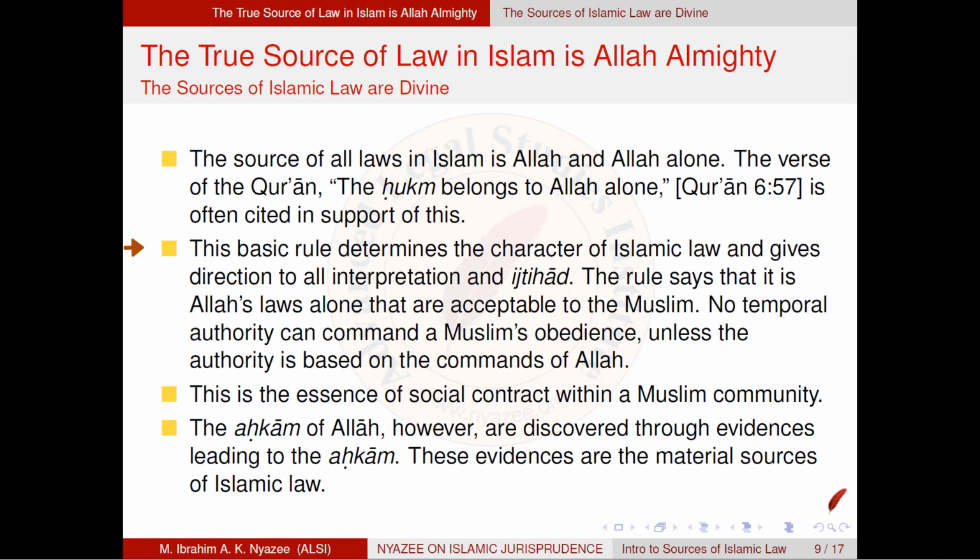The rule says that it is Allah's laws alone that are acceptable to the Muslim. No temporal authority can command a Muslim's obedience unless the authority is based on the commands of Allah. This is the essence of the social contract within a Muslim community. The ahkam of Allah, however, are discovered through evidences leading to the ahkam. These evidences are the material sources of Islamic law. By material, we mean the things we can see, while we cannot see God.